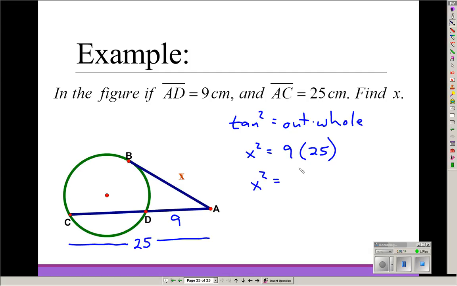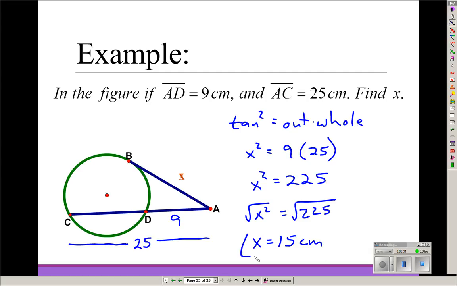Solve for X. 9 times 25 is 225. And square root each side. And X is 15. And the label will be centimeters. So when you have a tangent, square the tangent. And when you have a secant, do outside times the whole thing.